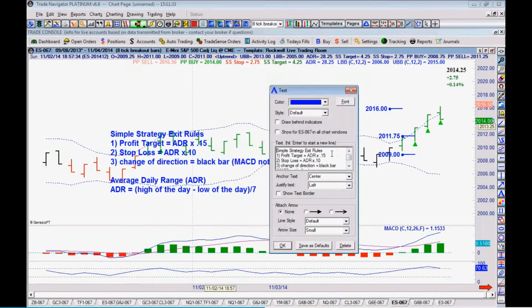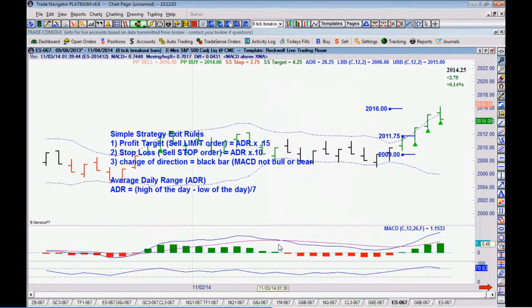Now, just to be clear here, with a profit target, with a simple strategy exit rules, if we are long the market, our profit target, if we are long, is a sell limit order, and our stop loss, if we are long, is a sell stop order. So these would be the actual orders that we're looking to put in the market. If we're long at 2011.75, then we'll use a sell limit order for a profit target. We'll use a sell stop order for a stop loss.